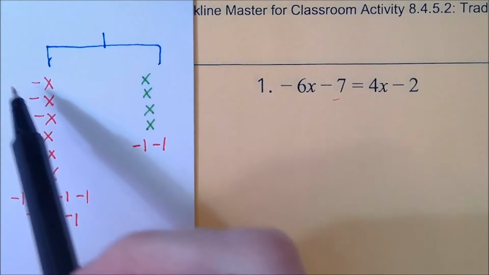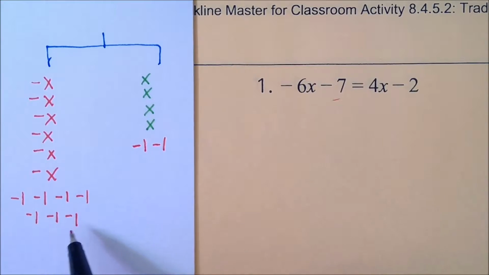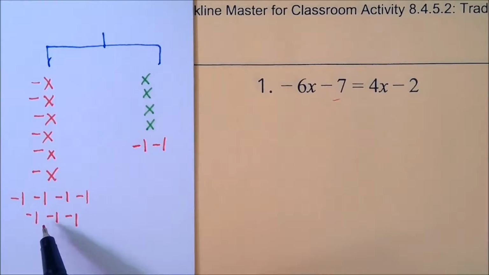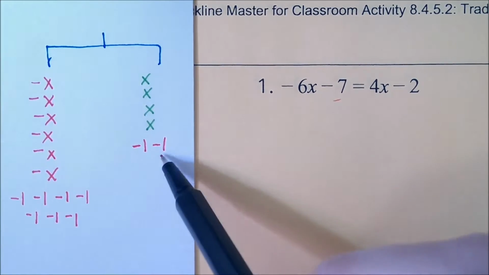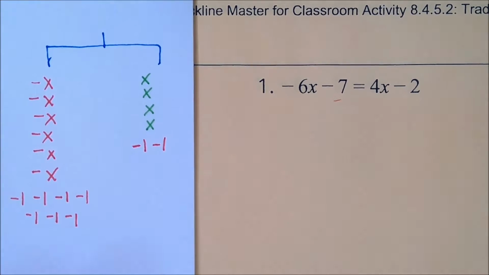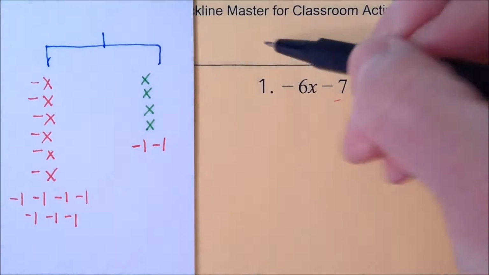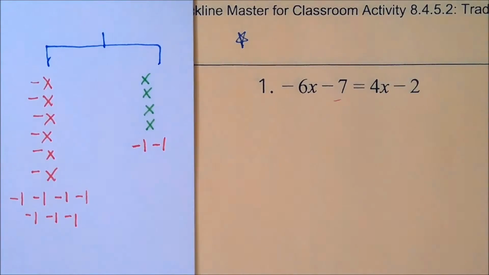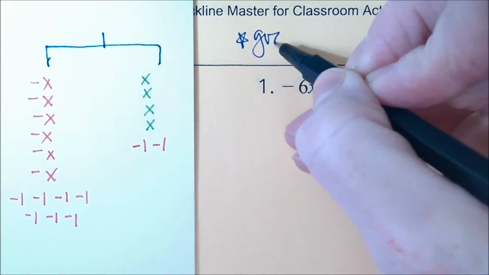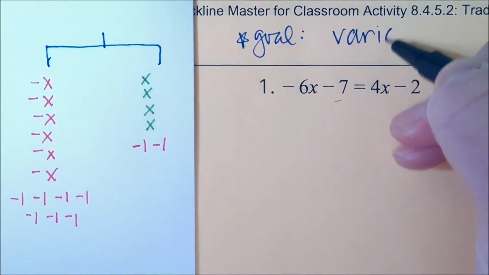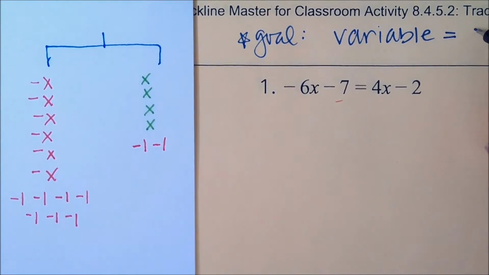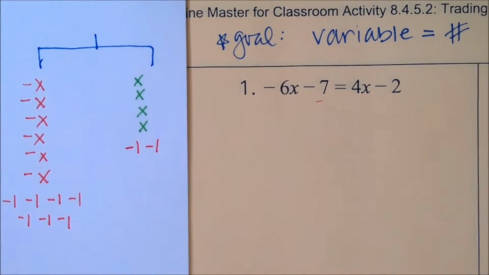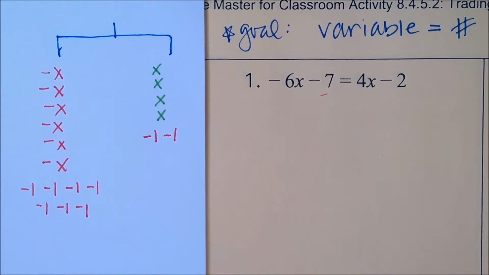So again, here are my 6 negative x's minus 7. My right side, 4x minus 2. As we want to start balancing this hanger, something to remember: the ultimate goal when we find a solution is the variable on one side and the number on the other. So the ultimate goal is to have variable equals some number, right? That's what we want to happen. Variable equals a number. That's our goal.